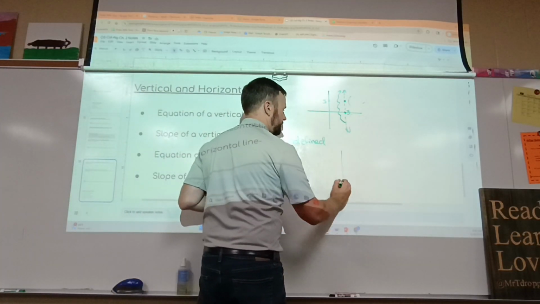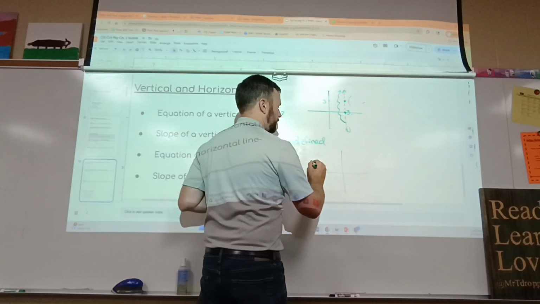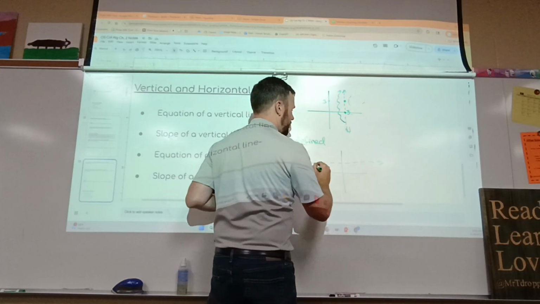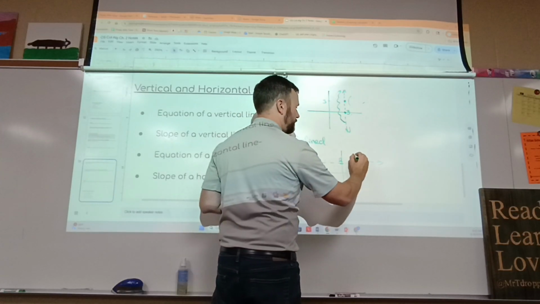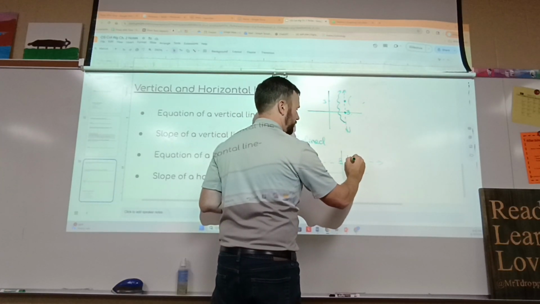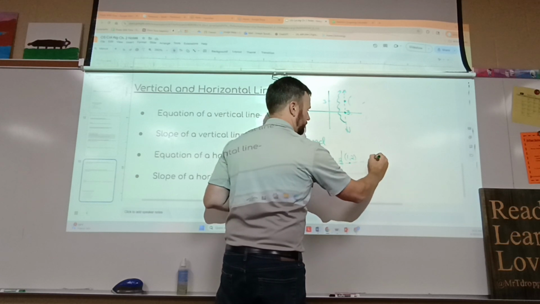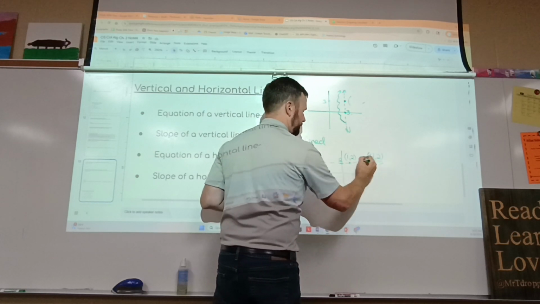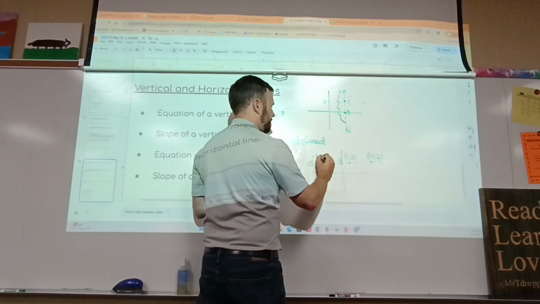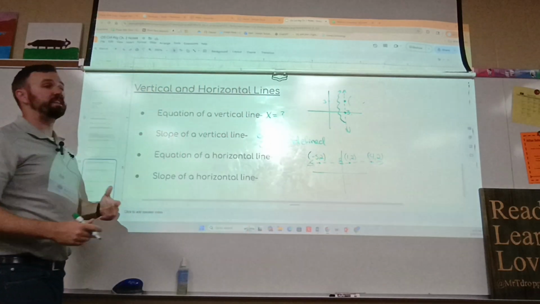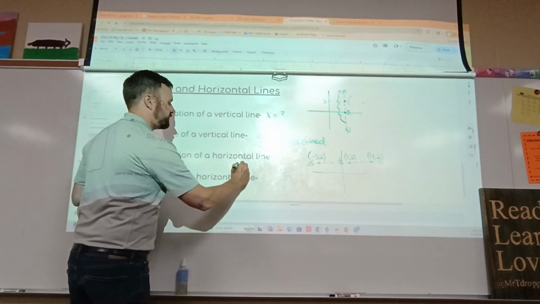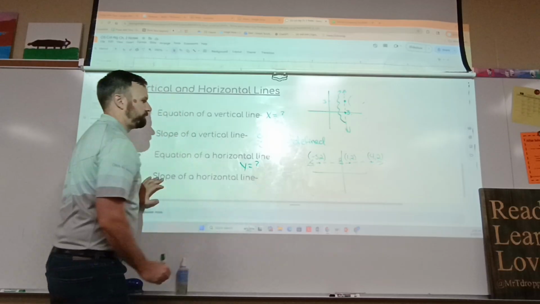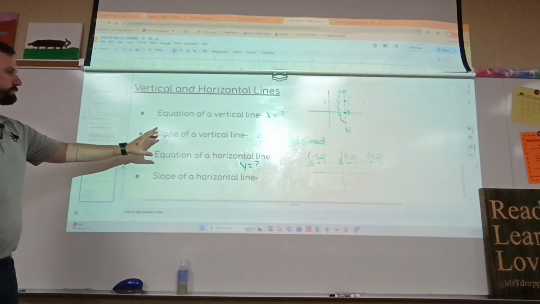And in reverse, if I give you a horizontal line like this and put it at 2, every point is going to be like 1, 2, 4, 2, negative 5, 2, right? What's going to stay the same for every point on that horizontal line? The y, yeah. So it's always going to be y equals something. Okay?